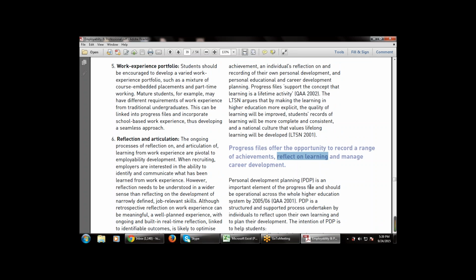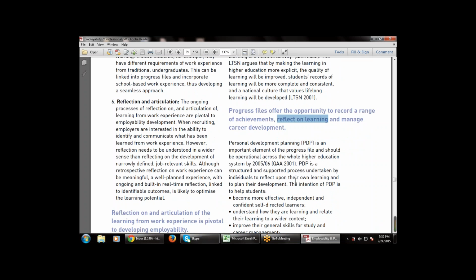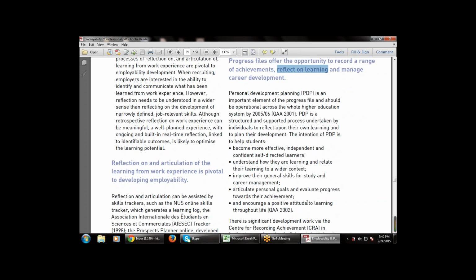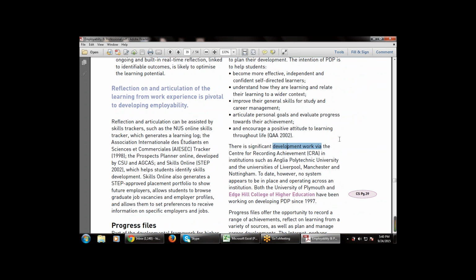And PDP, personal development planning, is also an important part of the progress files and should be operational across the whole of studies. It is intended to help students become more effective, independent, and confident self-directed learners who understand how they are learning and relate their learning to a wider context, and then improve their general skills for study, manage their skills and career development, and encourage a positive attitude to learning throughout life. And there is a significant development for the Centre for Recording Achievement, the CRA, in the institution.